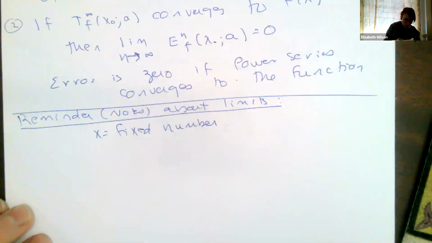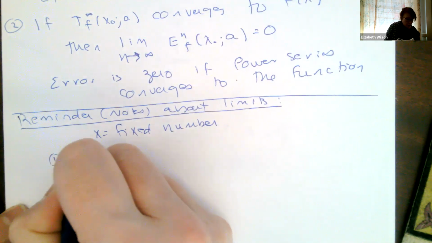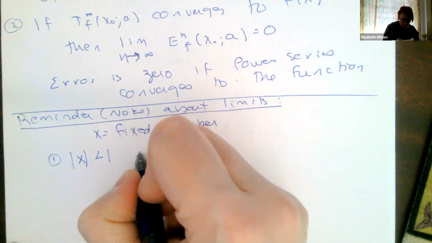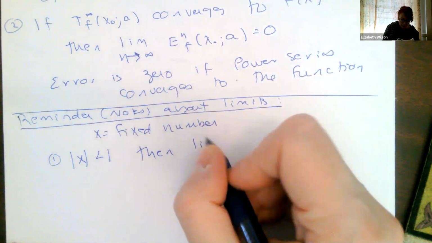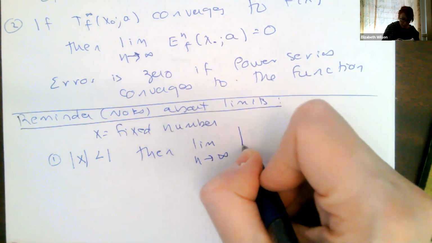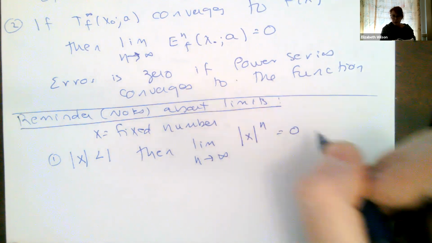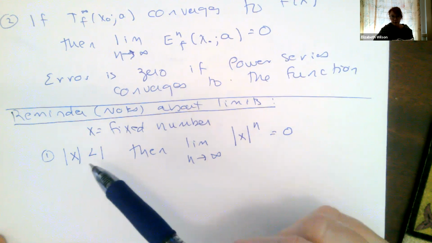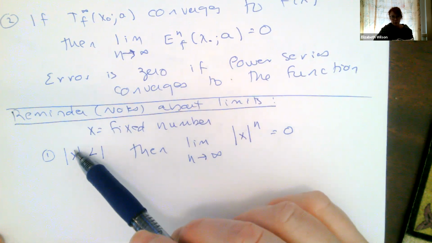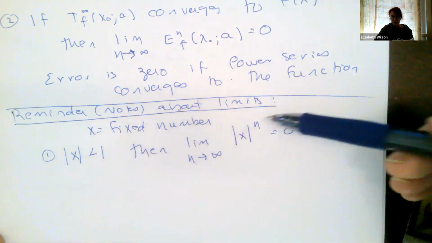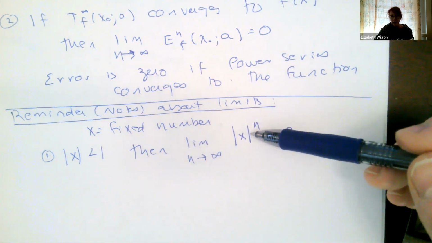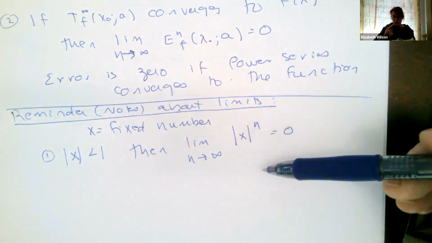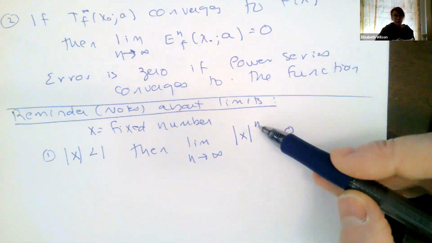Okay, so the first thing you want to keep in mind is that if the absolute value of x is less than 1, so it's a fraction basically, right? Then the limit as n goes to infinity of x to the n is equal to 0. Think about it like this. If x is equal to 1/2, so 1/2 is less than 1. So 1/2 squared, 1/2 cubed, 1/2 to the 100th. These numbers are getting smaller and smaller and smaller. So as n gets bigger, this thing goes to 0.